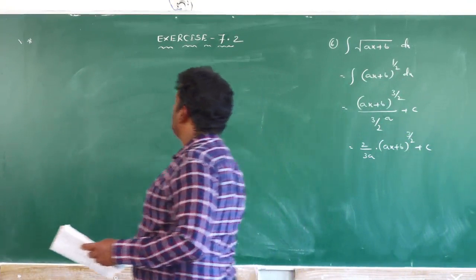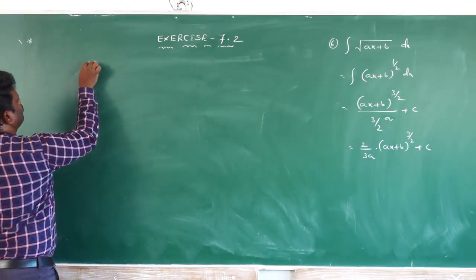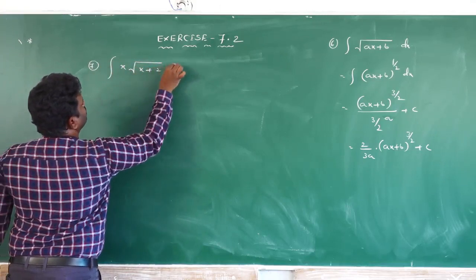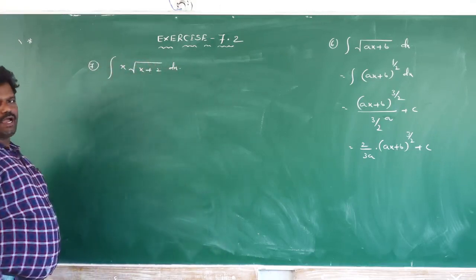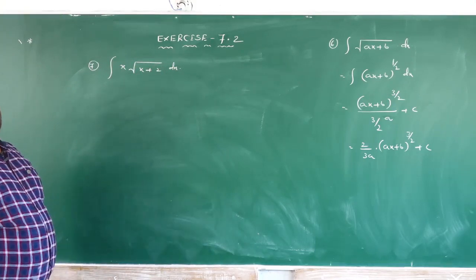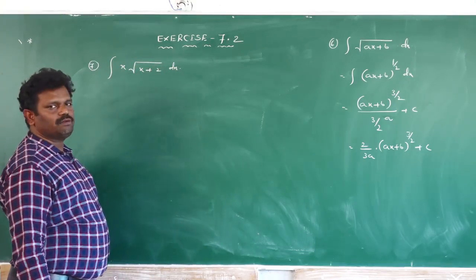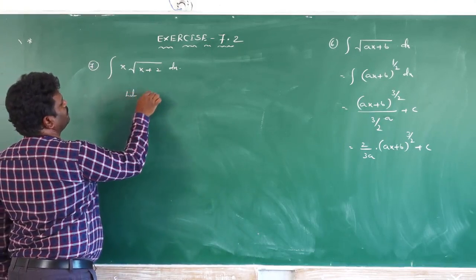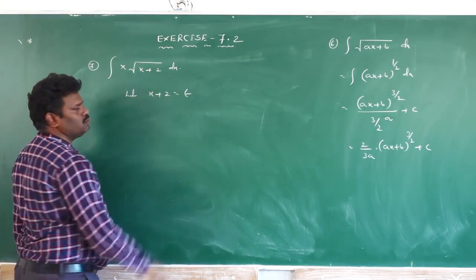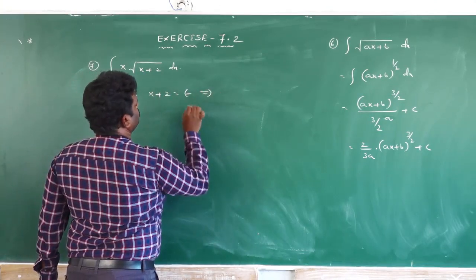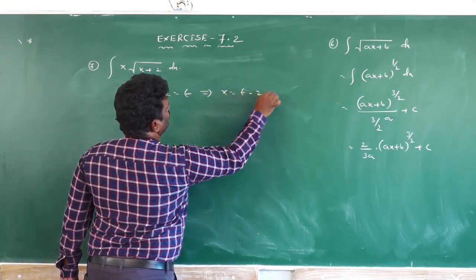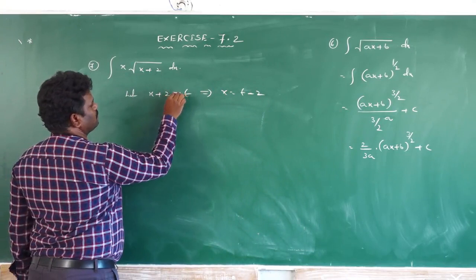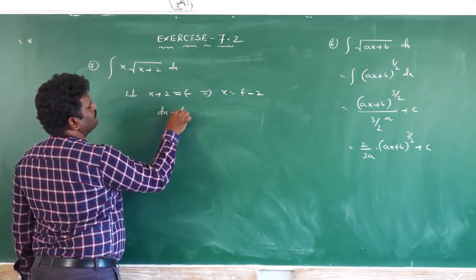Seventh question: the integral of x into square root of x plus 2 dx. Now here we use substitution. Suppose x plus 2 is equal to t. From that equation, x is equal to t minus 2. Now applying the derivative on this equation, we get dx is equal to dt.